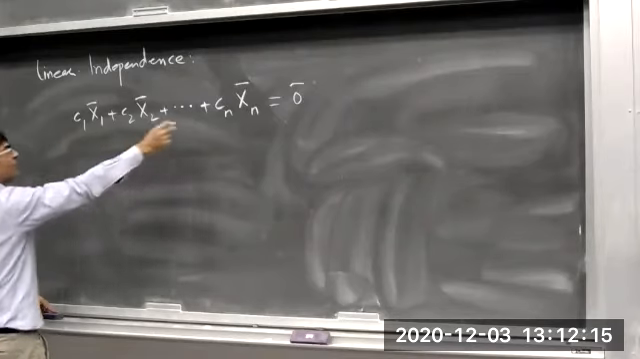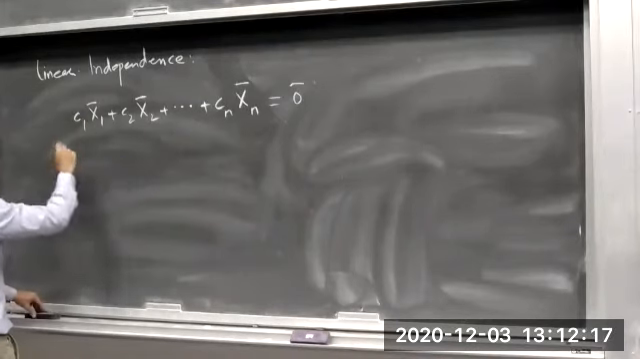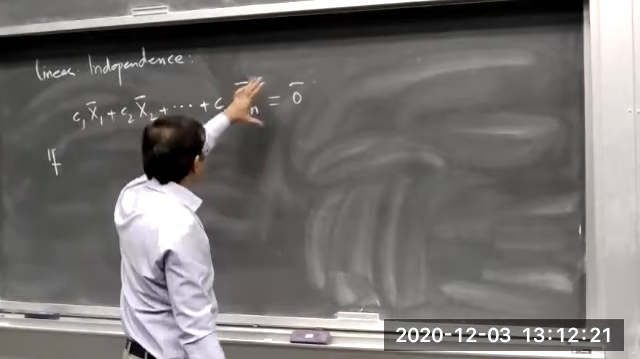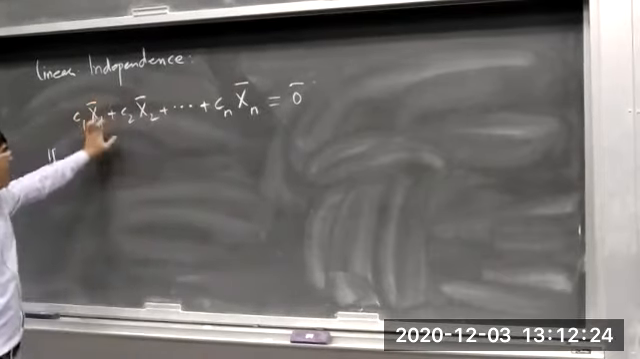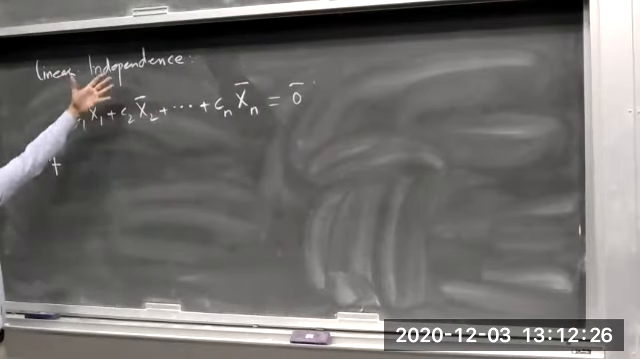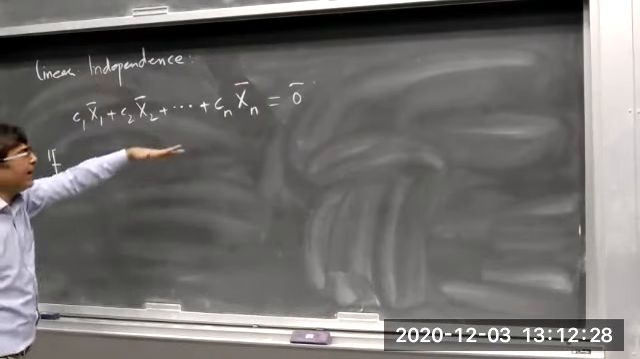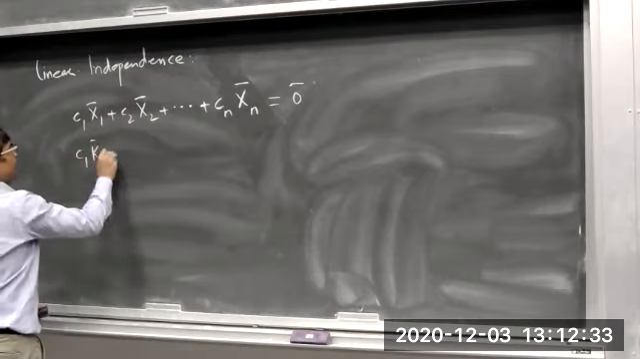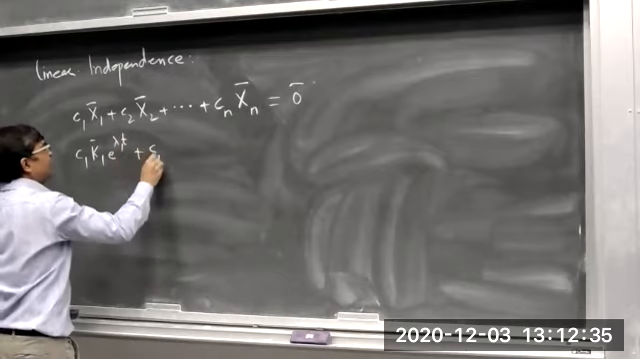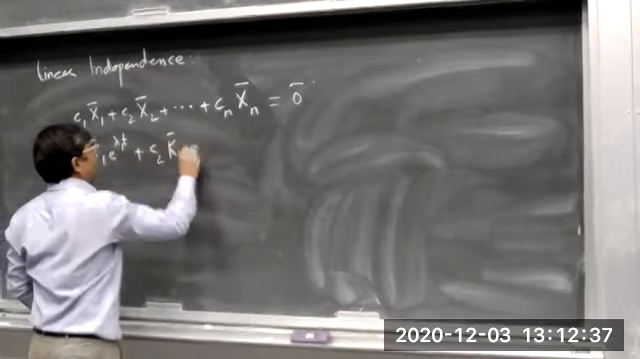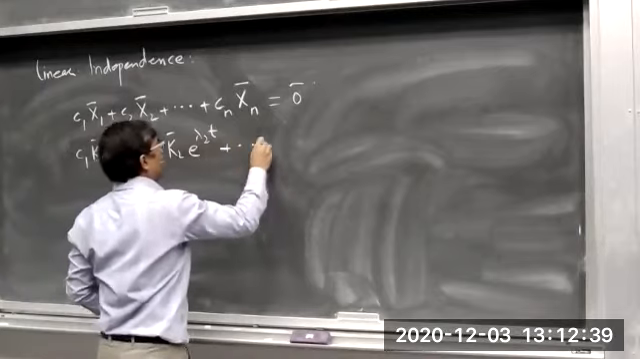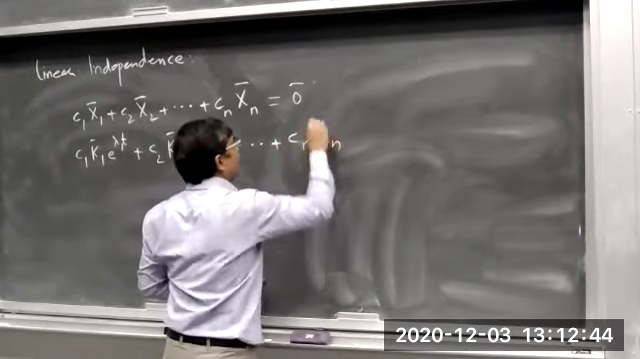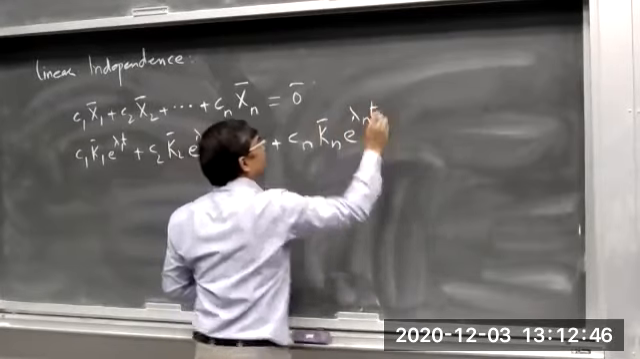If all these constants c1, c2, ..., cn, after solving this system, because this is a system of equations, since k1 is a vector whose coefficient is exponential of lambda 1 t. If you handle it this way, c1 k1 e raise power lambda 1t plus c2 k2 e raise power lambda 2t plus so on plus cn kn e raise power lambda nt equal to zero vector.